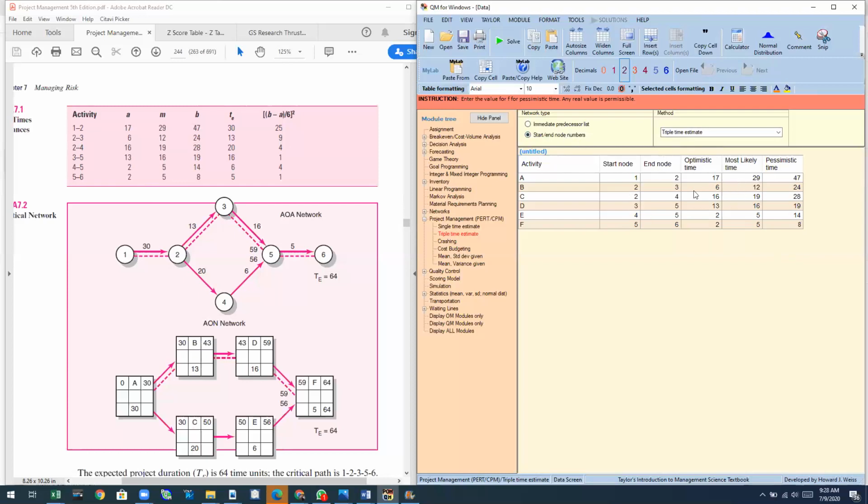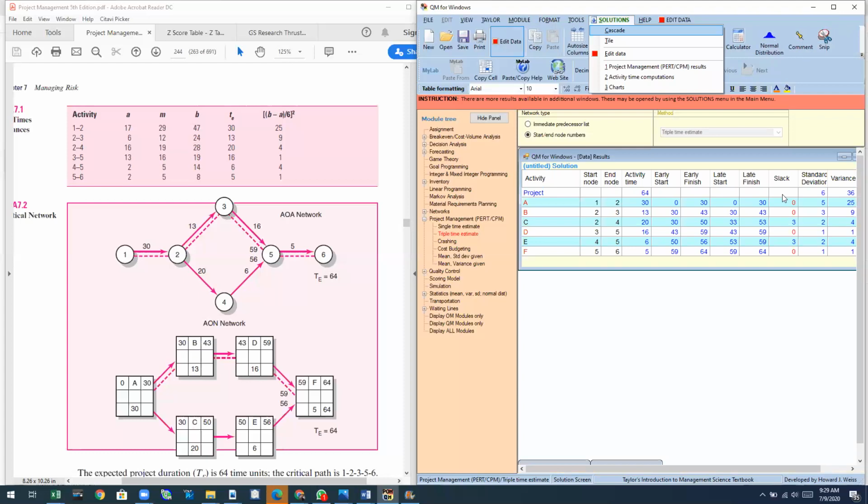Just to make sure that we have the numbers correct: 17, 29, 47, 6, 12, 24, 16, 19, 28, 13, 16, 19, 2, 5, 14, 2, 5, 8. Okay, once we're done, we click solve. And here is our early start, early finish. Okay, and here is the slack, the standard deviation, and the variance.